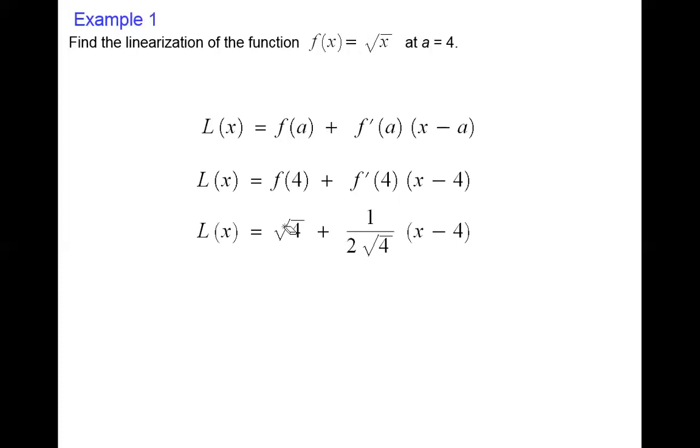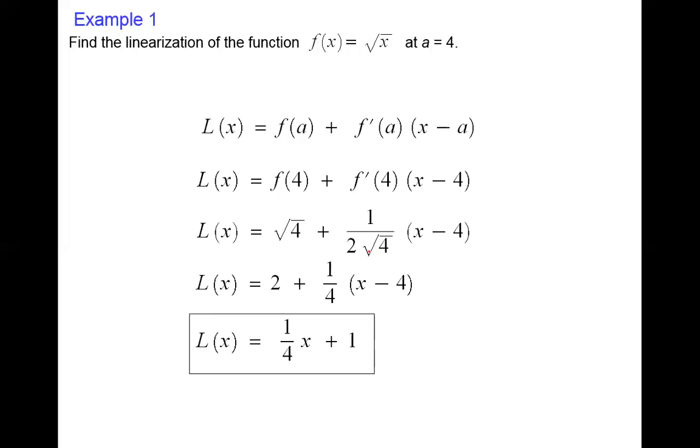Now the value at 4 is the square root of 4, which will be 2. The derivative of the square root of x is 1 over 2 square root of x, but instead of x, I'm putting in 4. So that is 2 plus 1/4, and I can distribute the 1/4, multiplying by x and by -4, and I am getting 1/4 x plus 1. That means this is my tangent line to the function square root of x.